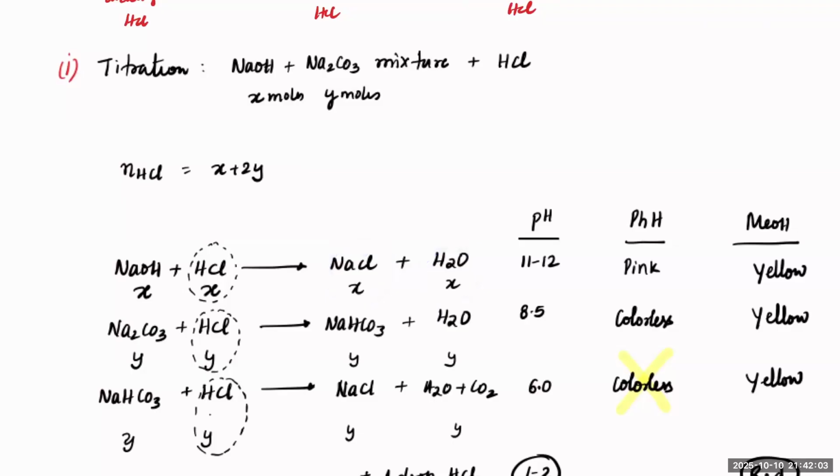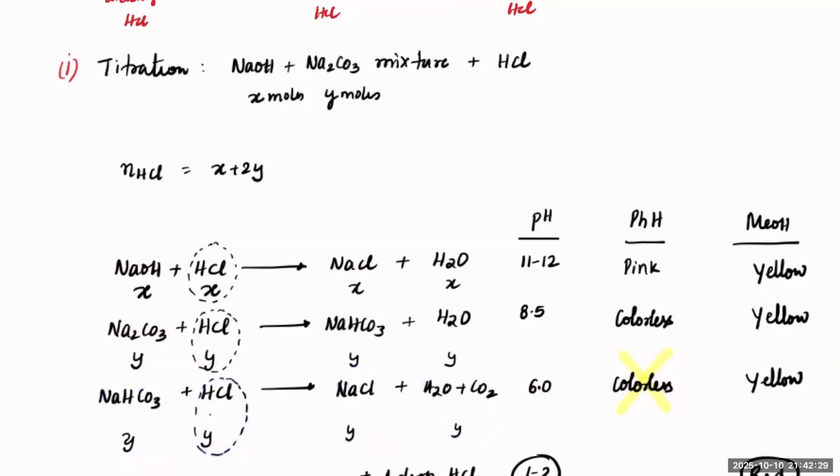Right, everybody? So therefore, X moles of HCl is required in titrating this one for NaOH. What about Na2CO3? Y moles are present. Now notice, Y moles require Y moles of HCl to convert into NaHCO3. And NaHCO3 can be further titrated with HCl to get NaCl plus H2O plus CO2, correct?